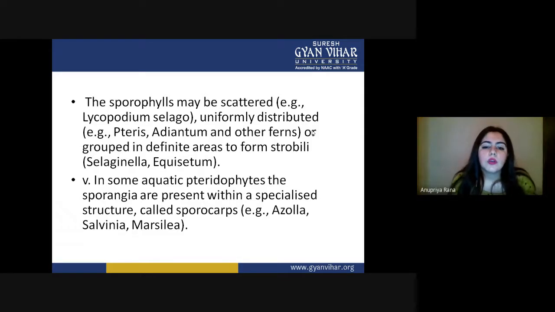In aquatic pteridophytes, the sporangia are present within a specialized structure called a sporocarp. A normal terrestrial plant which lives on the earth does not need a special covering to protect it from excessive water. That's why an aquatic pteridophyte, which lives inside the water, needs some special kind of covering, some safety for its sporangia. At that time they have this structure called sporocarp. Examples are Azolla, Salvinia, and Marsilea. They are aquatic pteridophytes.